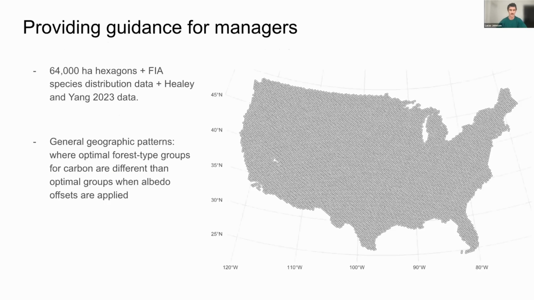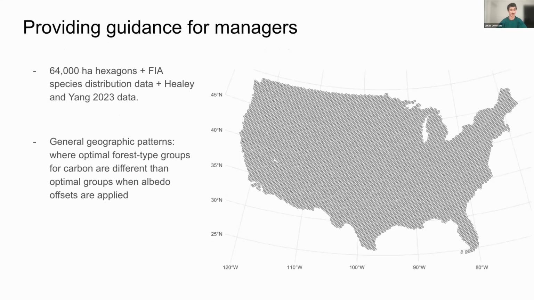So specifically, what we did in this study: we used 64,000 hectare hexagons tessellated across the United States in concert with FIA species distribution data and the carbon and albedo data set I just described to investigate the general geographic patterns of where planting decisions will be most impacted by the consideration of albedo.